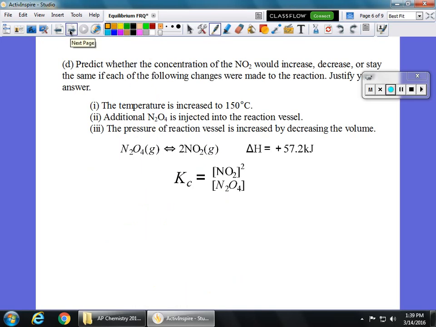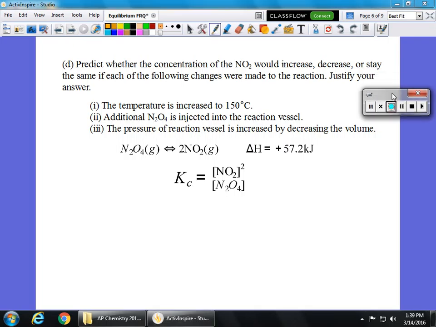So let's talk about these really important problems that involve qualitative understanding. This is a conceptual understanding of equilibrium. We have three changes that we're making to equilibrium, and we're trying to figure out how these are going to affect the concentration of the NO2. So it's important that you understand we're looking at how you affect the concentration of the product. We want to be able to see whether it's going to shift to the left, to the right, or not affect it at all.